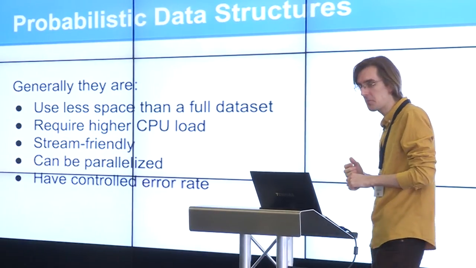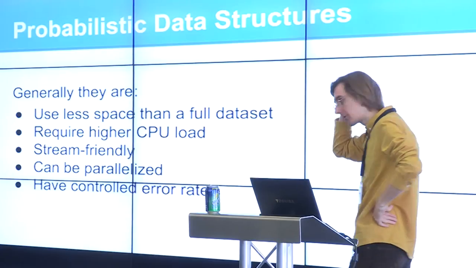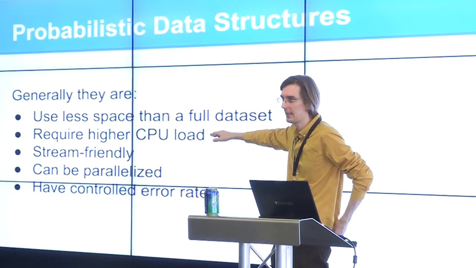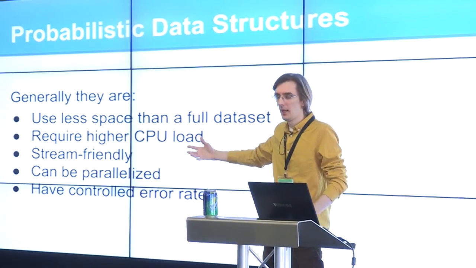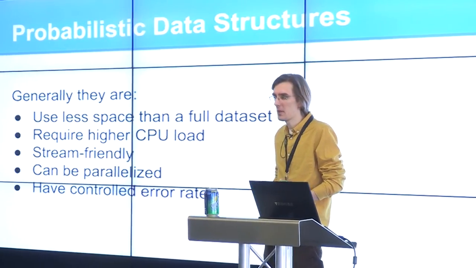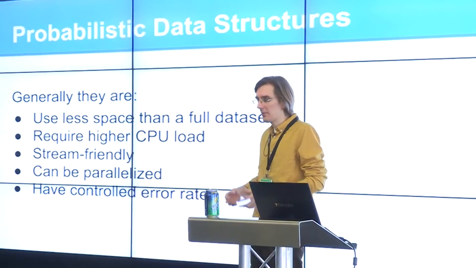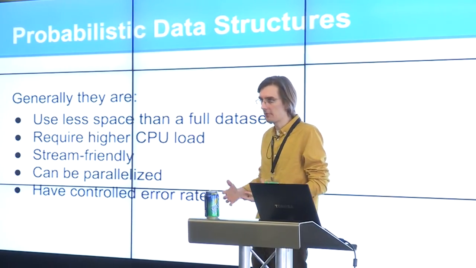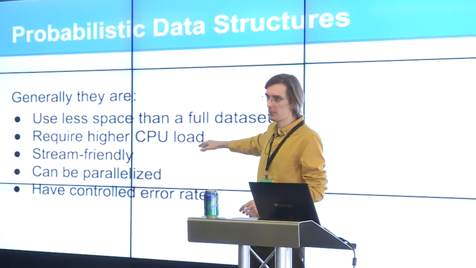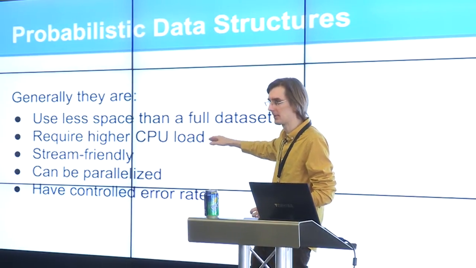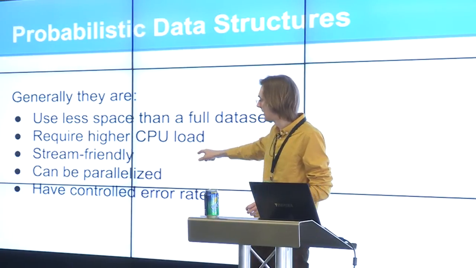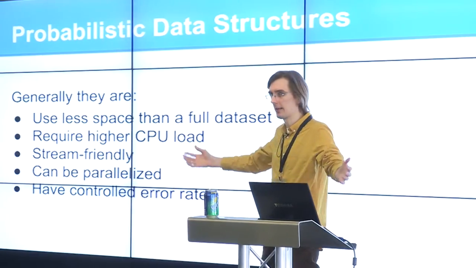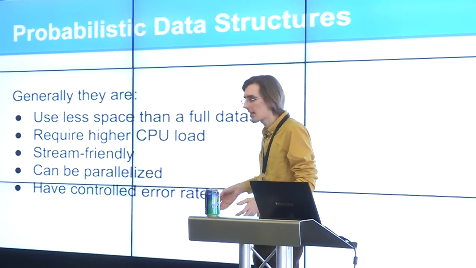They sometimes require higher CPU load to access, but we always trade for space, and in general we reduce the number of operations that we execute. So even if an individual operation of accessing an element or checking something against an element is more expensive, on average it's much cheaper. And consider that CPU is cheap right now. We are limited by bandwidth. We're limited by memory. They're stream friendly, like a sample, because we can deal with data without storing the whole data set. We just can aggregate it somehow.